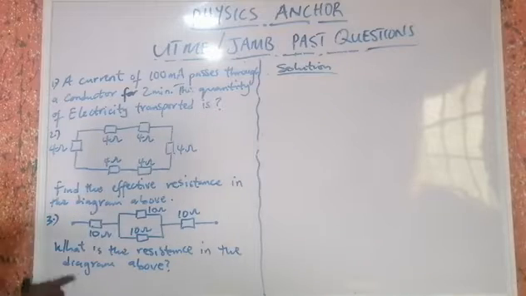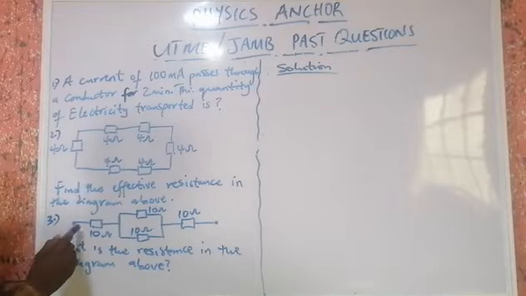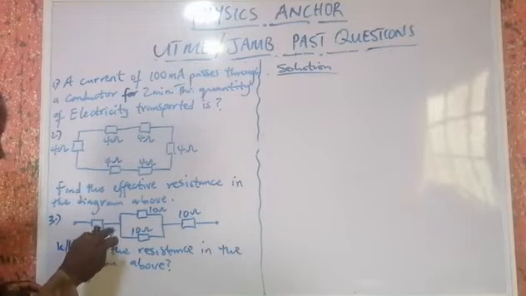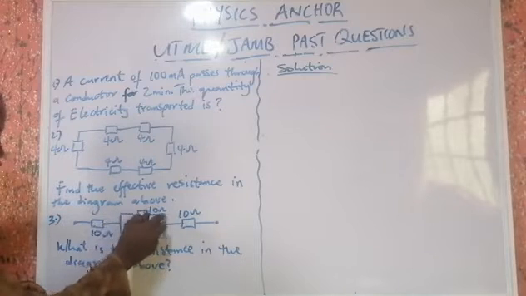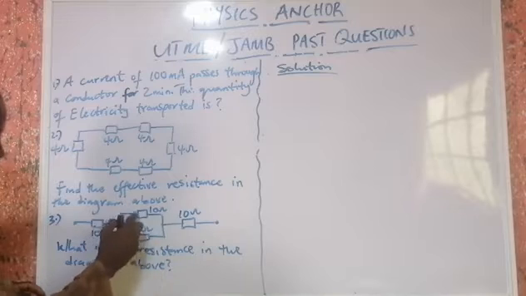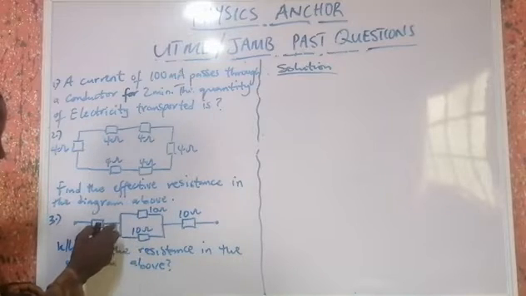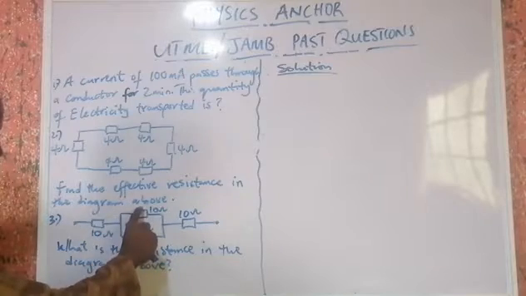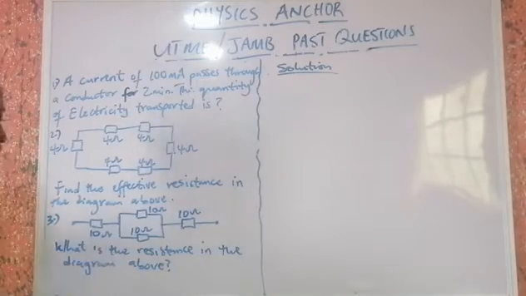So by analysis, as the current moves from here, it gets to this place and gets divided into 2. So this resistor and this resistor, they are in parallel to each other, because different currents will flow here, different currents will flow here. So since different currents will flow through them, that means they are in parallel. So let's first connect that.